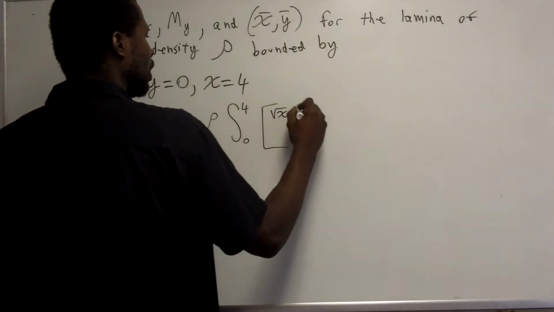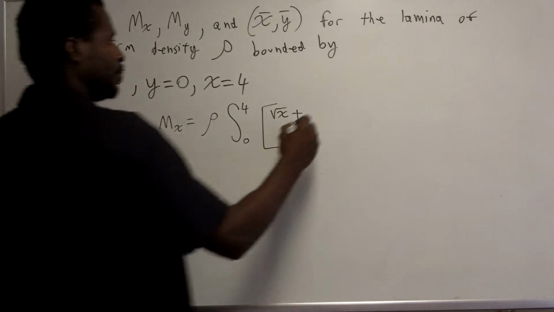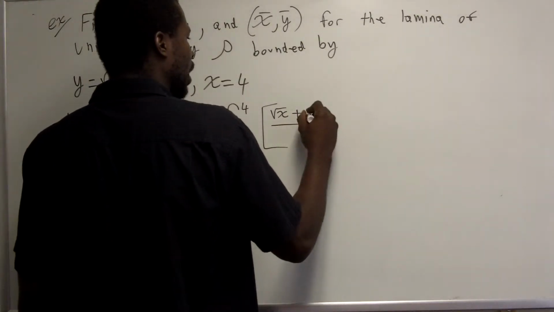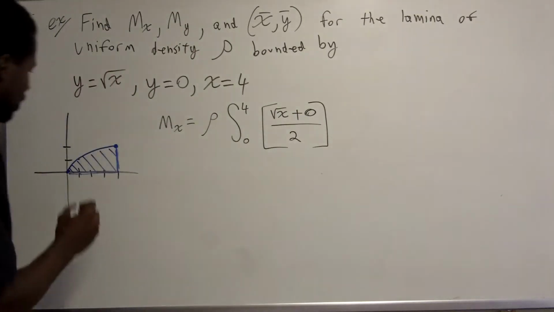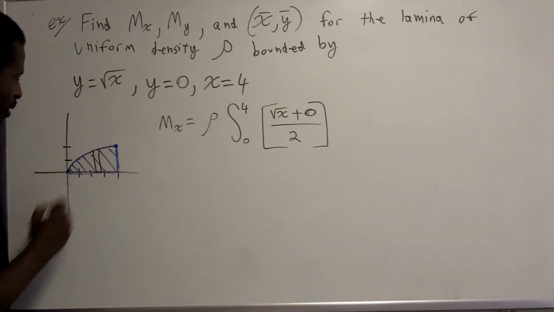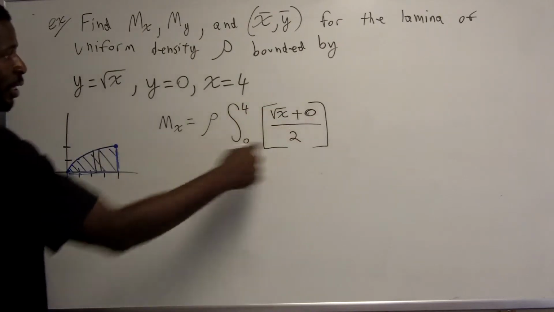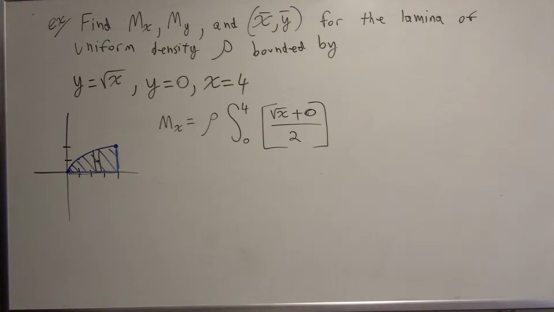g of x is the bottom function, or the x-axis, y equals 0, and we're going to divide that by 2. So basically that gives us, for any representative rectangle, this thing right here is basically the middle of that rectangle, which we're going to use for the length of the moment arm. It's a point right at the middle, a representative point on that representative rectangle.